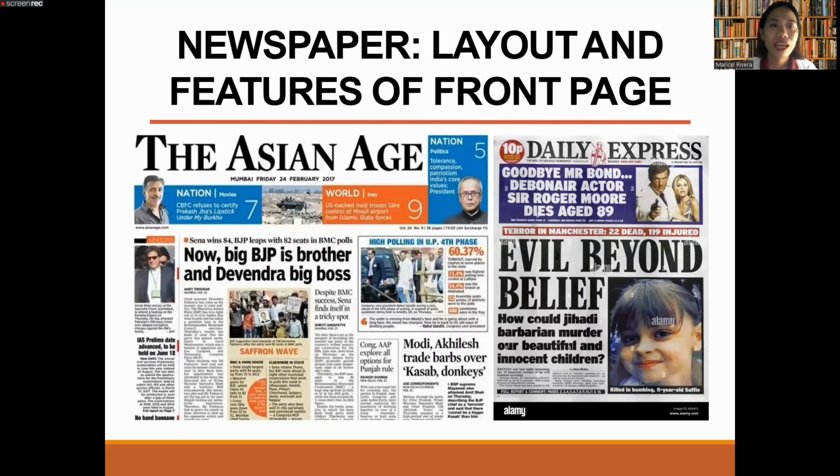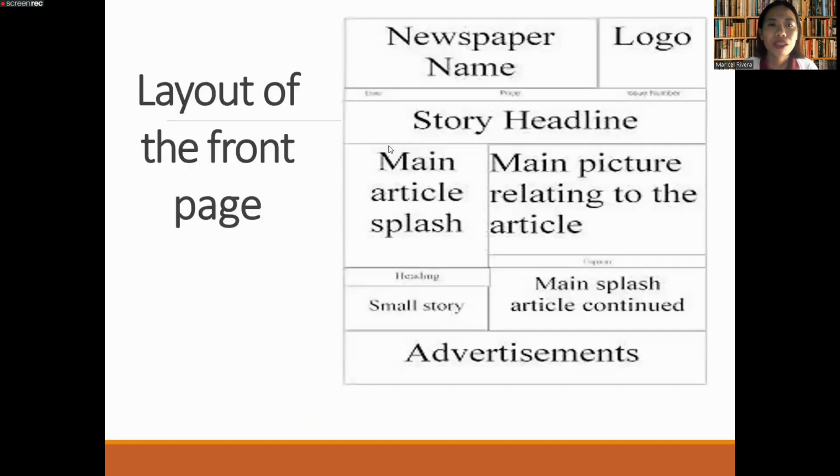And we all know that the things you are seeing here on the screen, this one, the Asian Age, Daily Express, obviously these are samples of the front page of a newspaper. And in this lecture, we are going to explore and identify the different features of a front page of a newspaper. So let's start with the layout first of the front page.